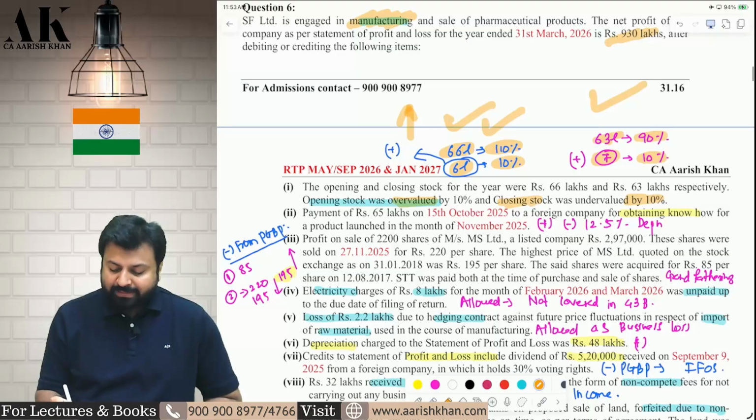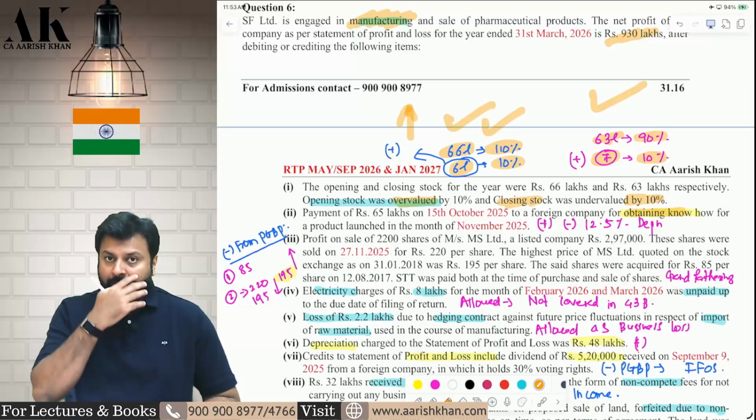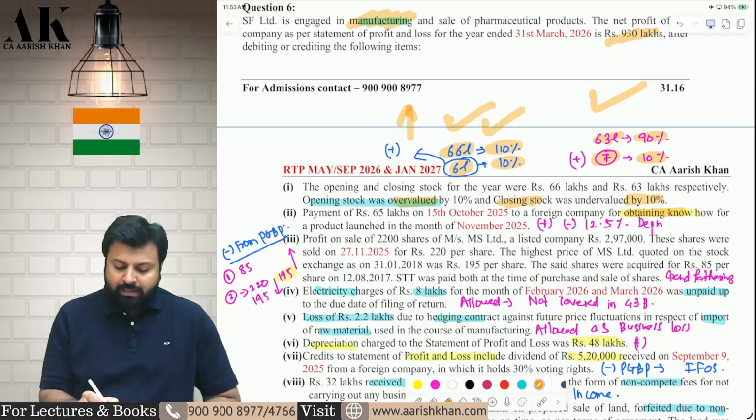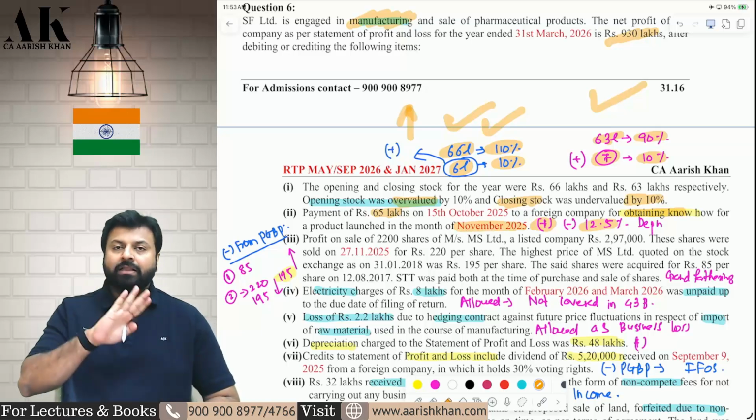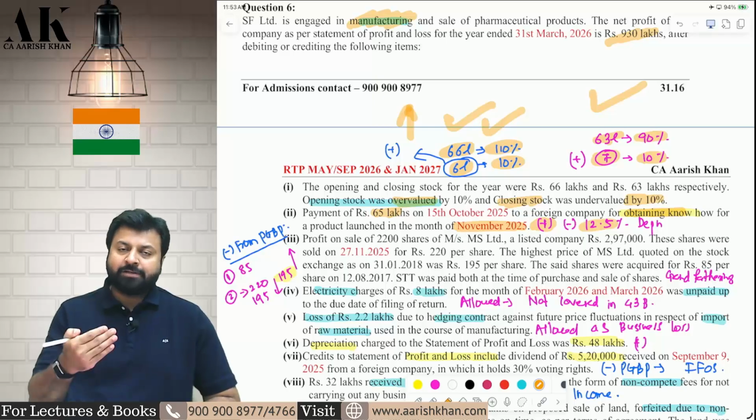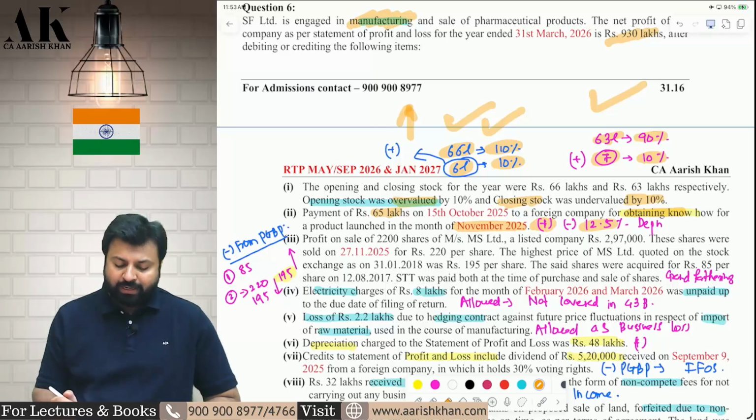Next one, you are purchasing some know-how from a foreign company. Now, know-how is nothing but an intangible asset, but you are debiting that to P&L, which is wrong. Add that back to P&L and claim what? 12.5% depreciation, because you are putting it to use for less than 180 days. Therefore, you will not get the full 25% depreciation. You can claim depreciation of 12.5%.